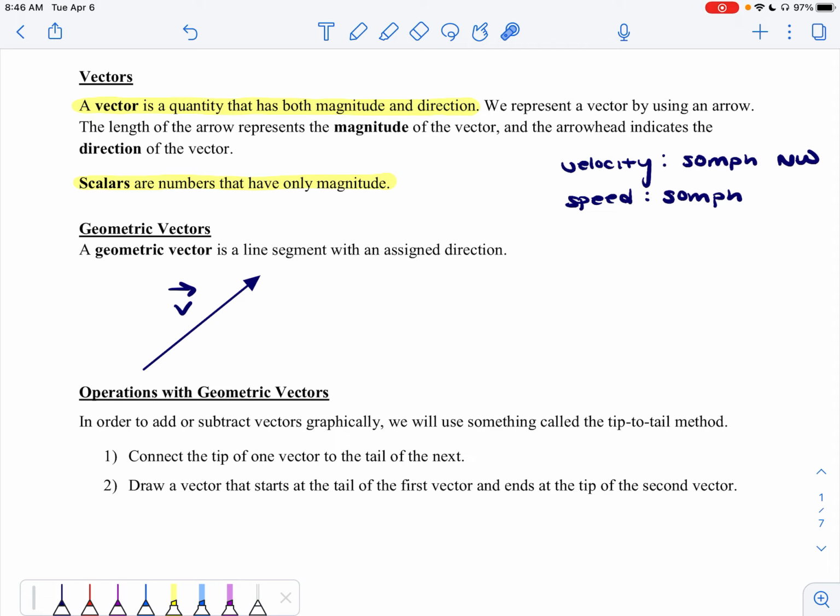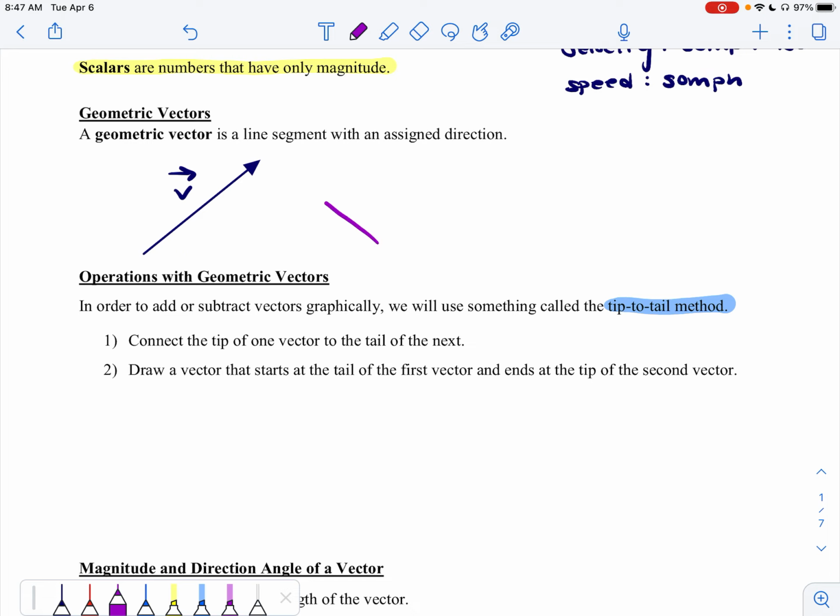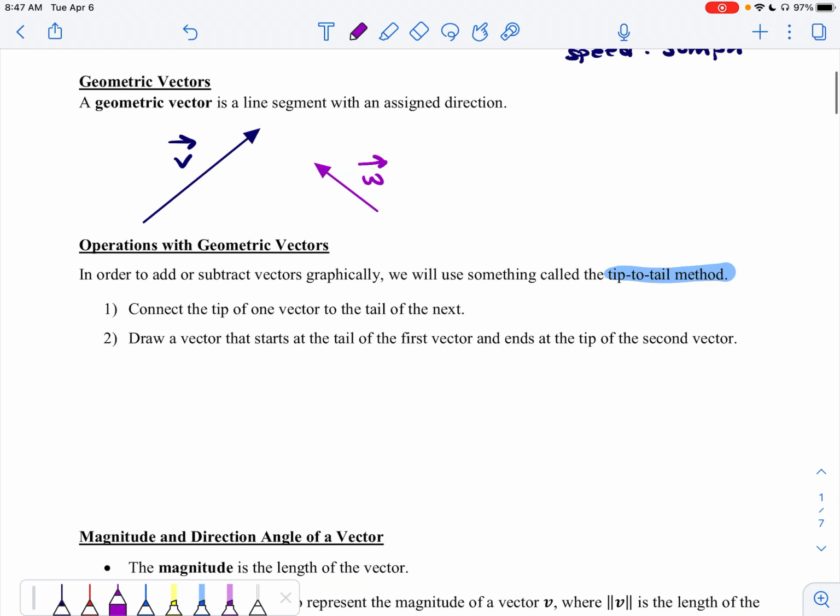Now the first thing that we're going to look at with these is how to do operations with our vectors, so how we can add or subtract vectors together. The way that we're going to do that is using something called the tip-to-tail method. To show you how to add these, I need a second vector here. I'll just sketch out a second vector. There we go. I'll call that guy vector W. Let's say I want to add my two vectors together. I want to get V plus W. The way that we would do that is we would take our vector V.